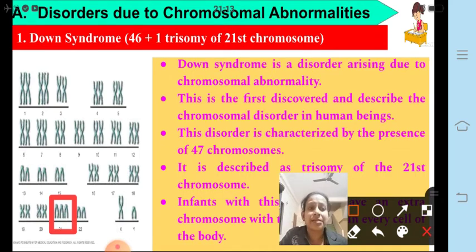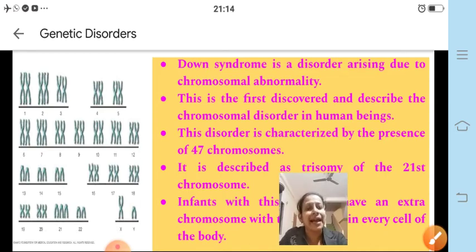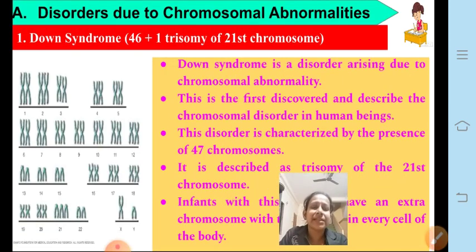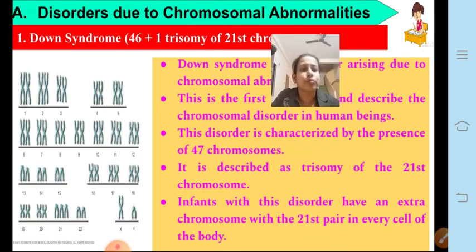So that means instead of 46 chromosomes, how many chromosomes will these people have? They have 47 chromosomes. Normal people have 46 chromosomes, they have 47, and here the abnormality is in the autosomal pair, not in the sex chromosome. So this is the first discovered and described chromosomal disorder in human beings. This disorder is characterized by the presence of 47 chromosomes. It is described as the trisomy of the 21st chromosome.